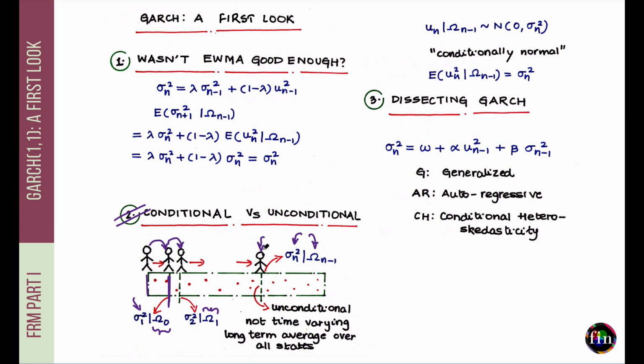Now, if I am standing at this time point, and if I were to ask you what is the distribution of the return that you will experience between day n-1 and day n, that return, let's call it un, is based on the closing price on day n-1 and the closing price on day n.